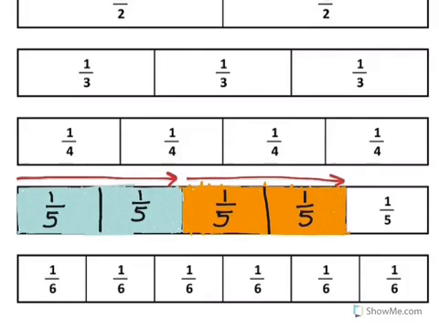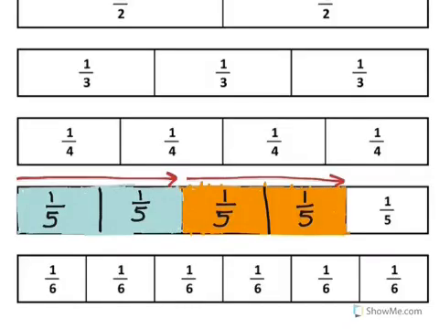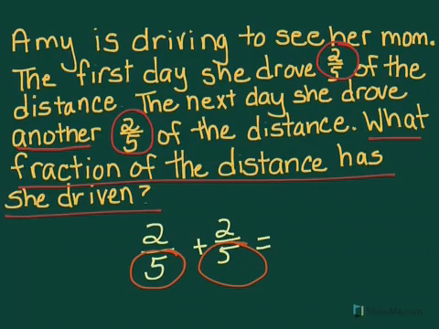So our question is asking what fraction of the distance has she driven? Well, I can just count. 1, 2, 3, 4. She's driven 4/5 of the distance. So one way to add those is to use fraction strips.